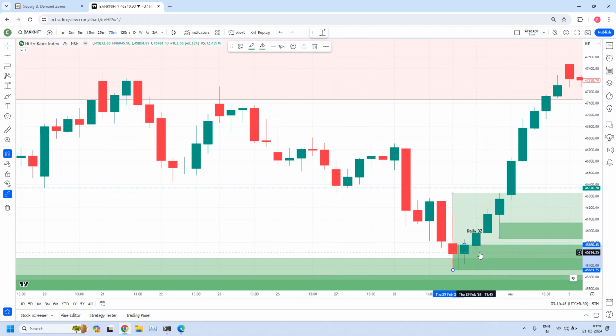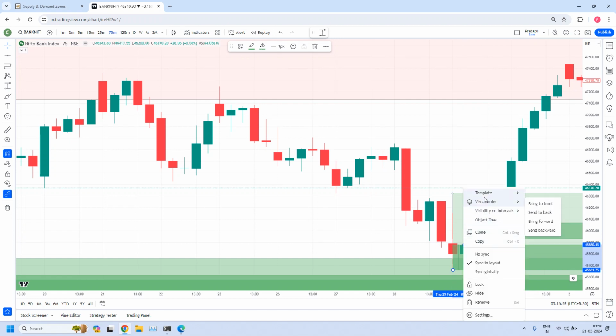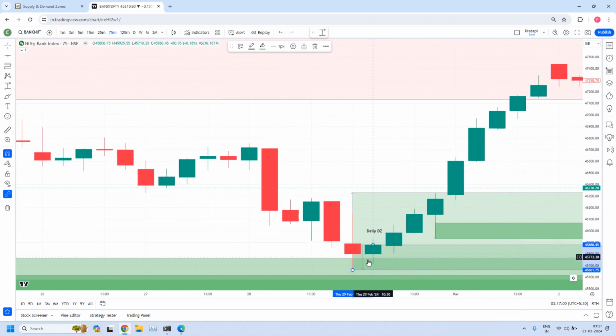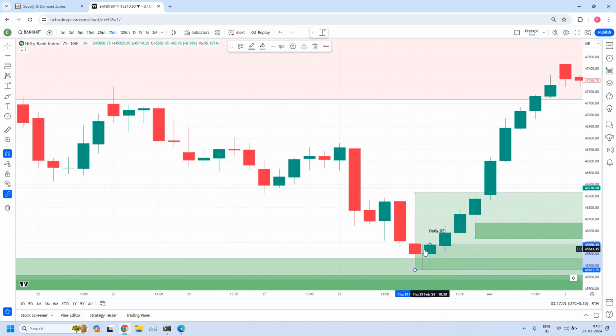Anyway, this is fine tuning. Our main goal is to identify the real order flow at the 5 minute zone. So what kind of zone is it? This is a 75 minute zone. Inside this 75 minute zone, is there any 15 minute zone we should identify?